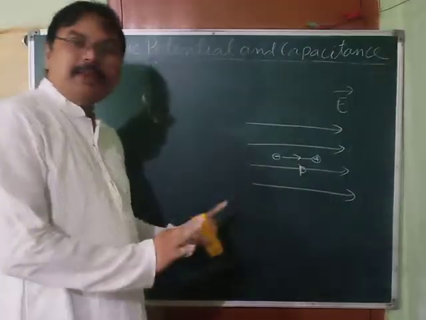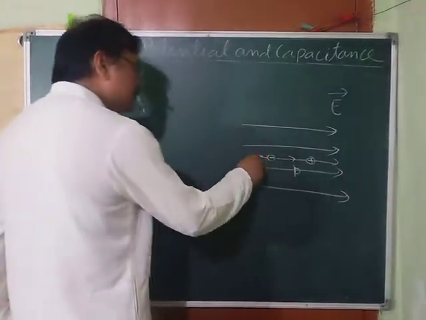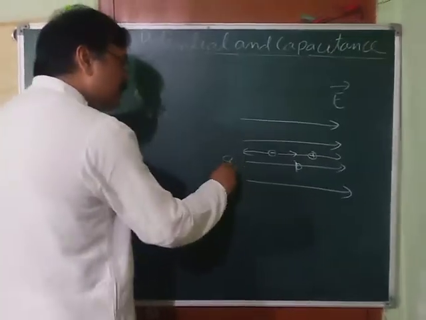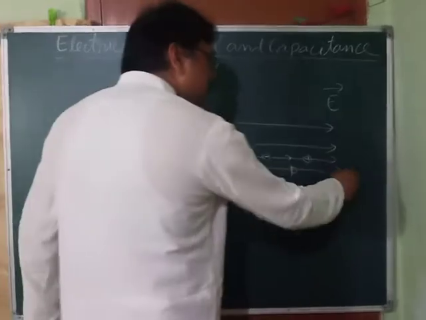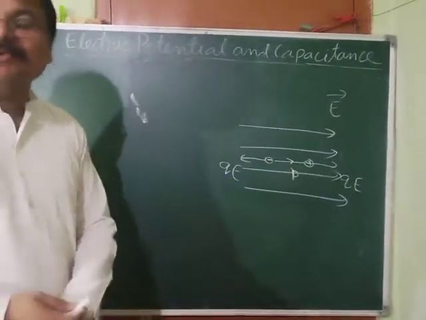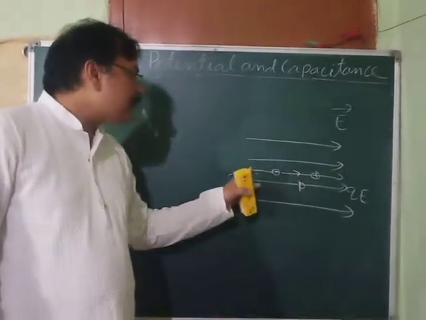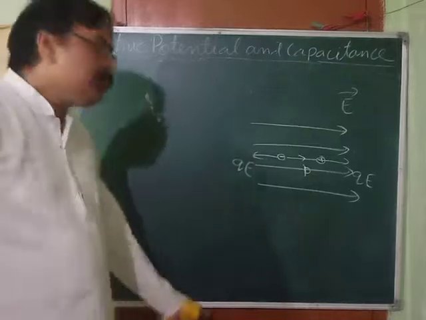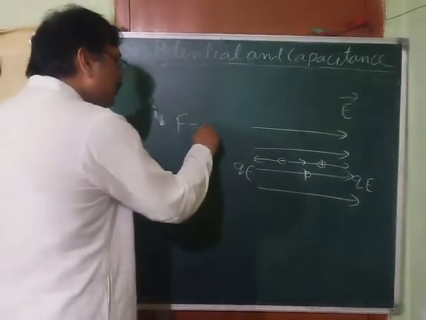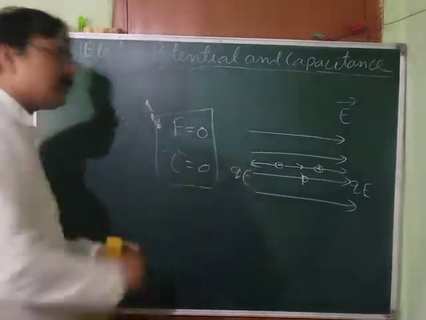Now it is in equilibrium. Why? Because whatever force is acting on this side, the same force is acting on this side also. That is QE, and this is also QE. Only the direction is opposite. So the net force on this is 0, and no torque is acting, because both forces are acting along the same line. So the net force acting on this is 0, as well as the net torque. So it is in complete equilibrium.